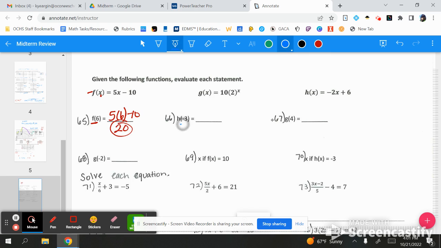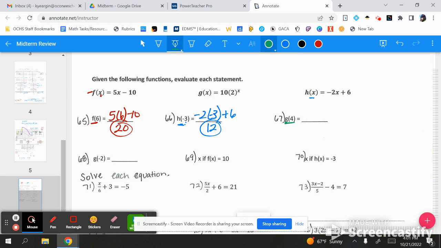For this one, I'm using h, which is here. I notice that the -3 replaced the x. So 2 times -3 plus 6. That's negative 6 plus 6, which gives me an answer of 12.